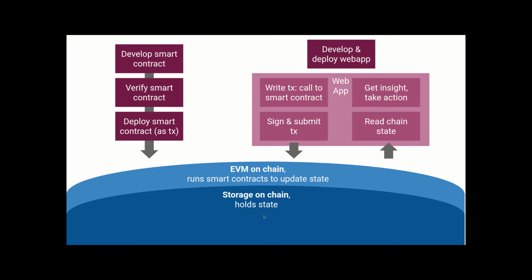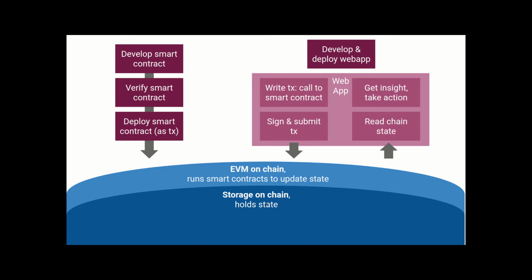So the heart of it, the dark blue, is storage on chain, which holds the state. And then on top of that, you've got a virtual machine, such as the Ethereum Virtual Machine, EVM, which is running on the chain, typically part of the chain nodes, and they run smart contracts to update the state. That's the heart of it. So you've got the state, and the state gets updated via smart contract calls, or simply just direct transactions on ETH2. But the main stuff is the smart contract calls. So with this, going back to the left then, you have developed, verified, and deployed a smart contract, and now that gets stored as part of the state on the chain.